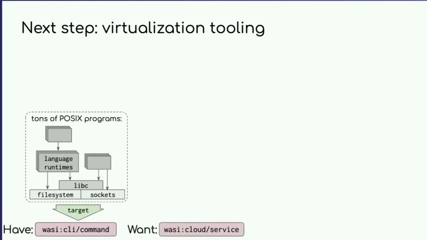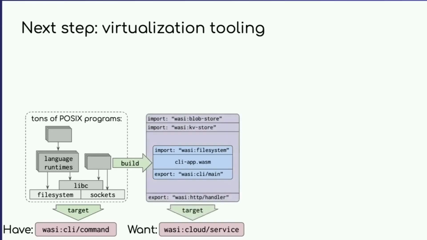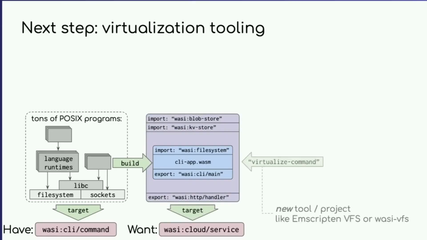But let's say I want to run this code in a cloud service world. So how do I do that? Well, I can start by compiling my code to a component, and because it targets the CLI command world, I'm going to get a component that imports a file system and exports a main interface. And now I want to wrap this in a component that does target the cloud service world. And to do that, I'll use some tool that I'm going to call virtualize command.